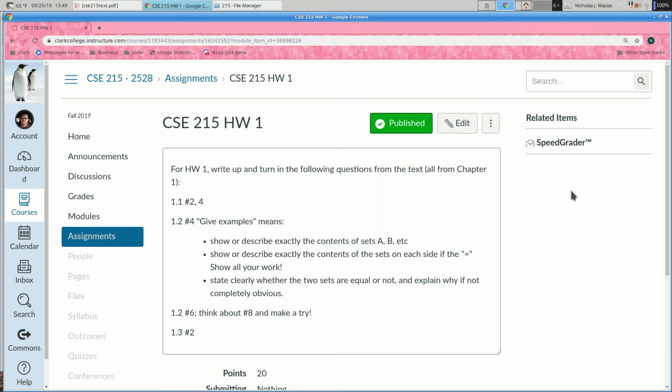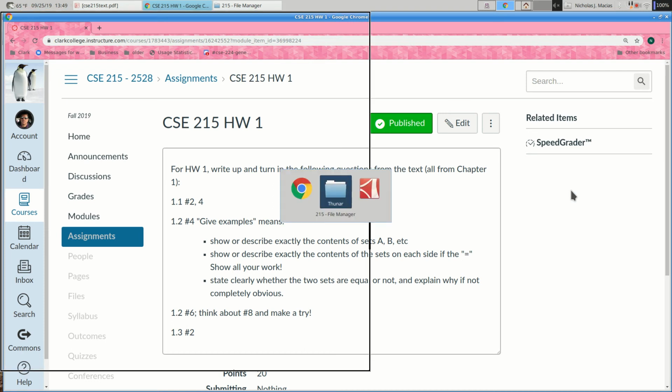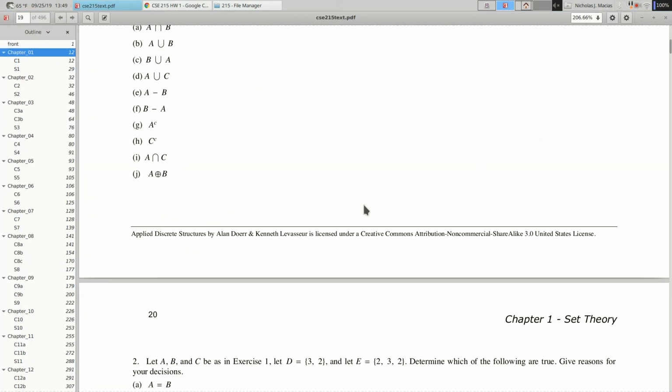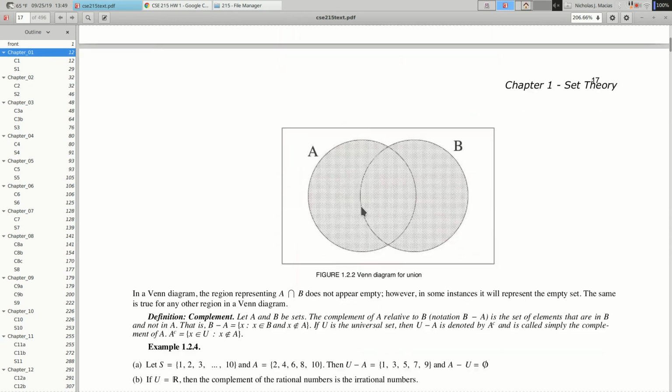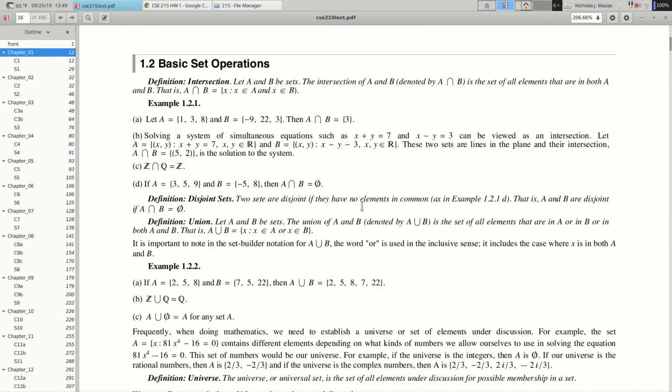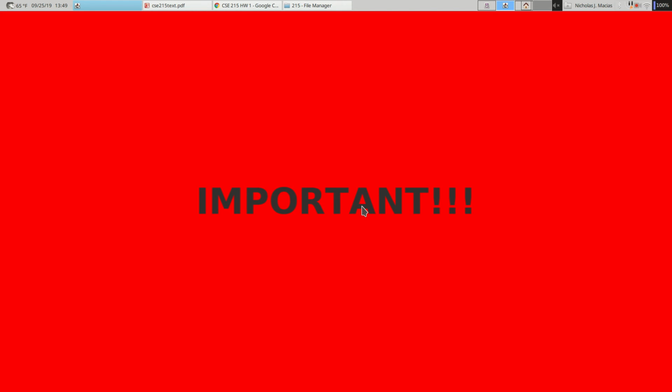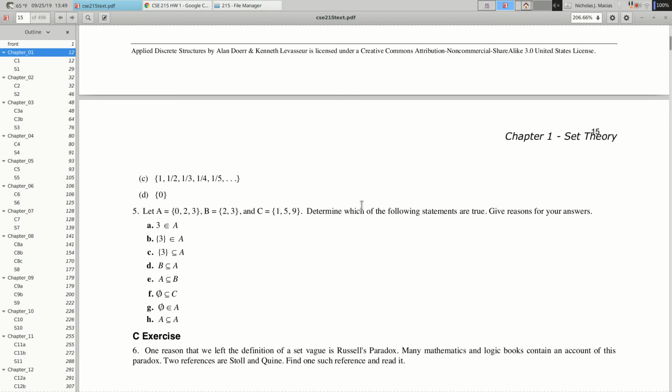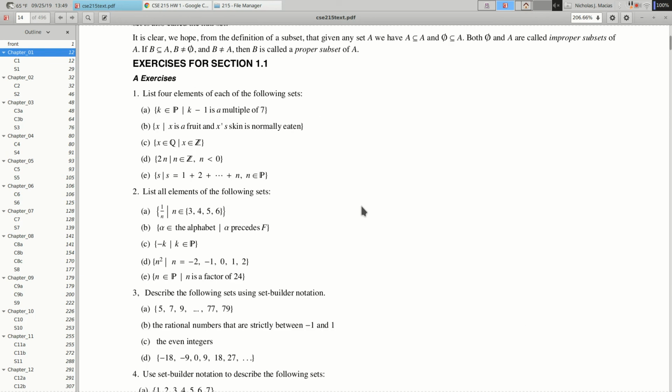So let's take a look at the homework. Section 1.1, questions 2 and 4. We'll flash the important screen because we're going over the homework now. All right, so homework 1.1, question 2: list all the elements of the following sets. The set of 1 over n such that n is 3, 4, 5, or 6. So presumably we're working over real numbers or something here. So that's a set that's going to have 4 elements in it.